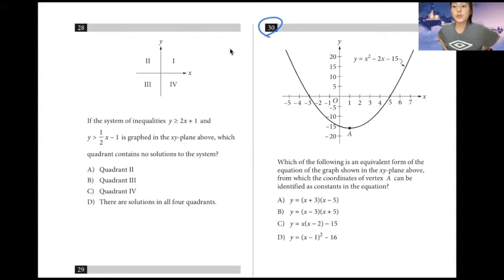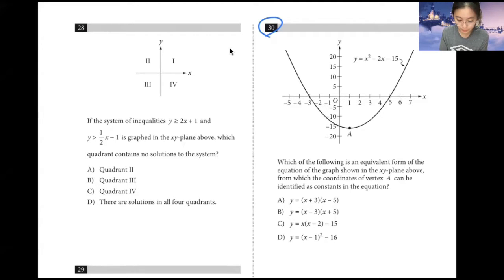Hey guys, it's me, Julia, and in this video, I'll be explaining practice test number 1, calculator section question 30. So let's get started. This question is a quadratic function question, and as you can see, there's a parabola.